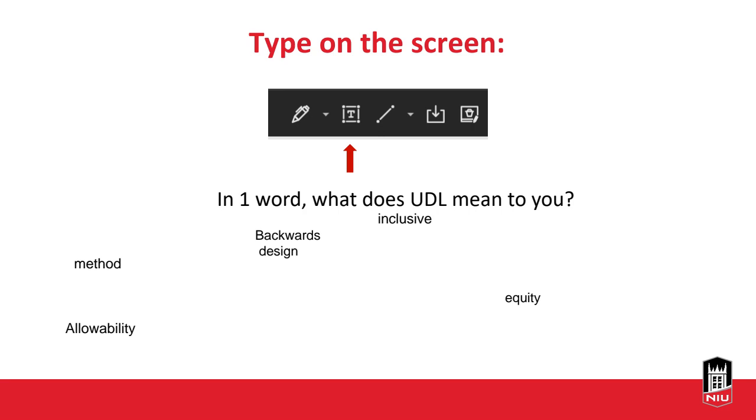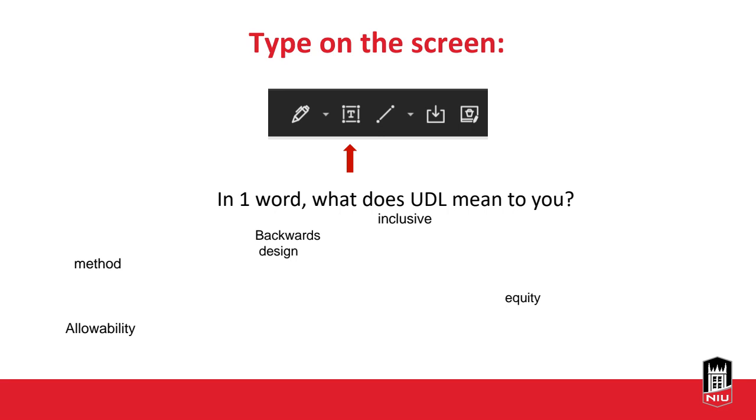Excellent. I see some interesting concepts here. Backwards design, it's definitely an instructional design technique. We first establish our end goal, and then we work backwards from there. Inclusive, absolutely. Equity, methods, allowability. I'm not sure what that one means. Allowability was mine. I can explain it if you want. I'd love to hear it.